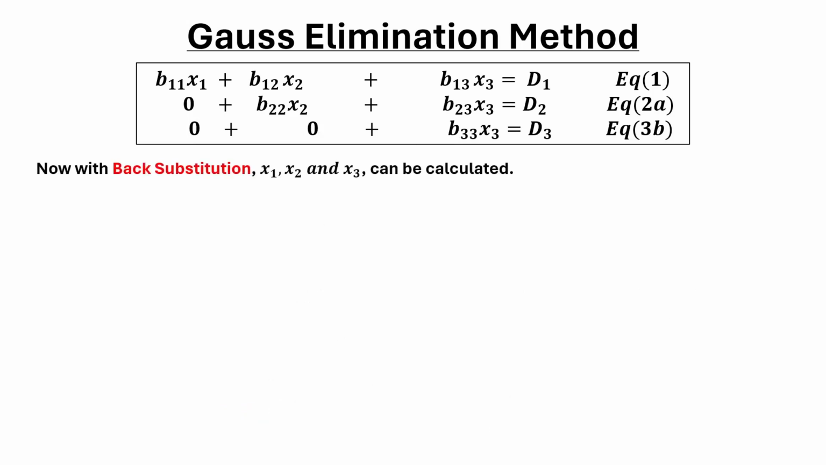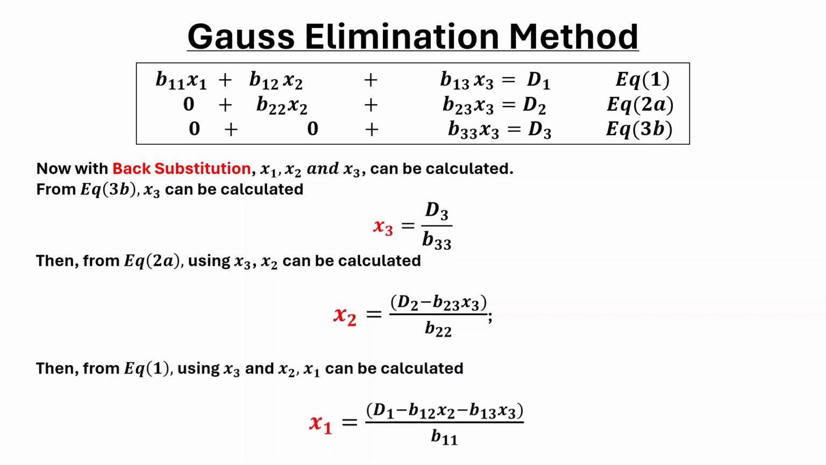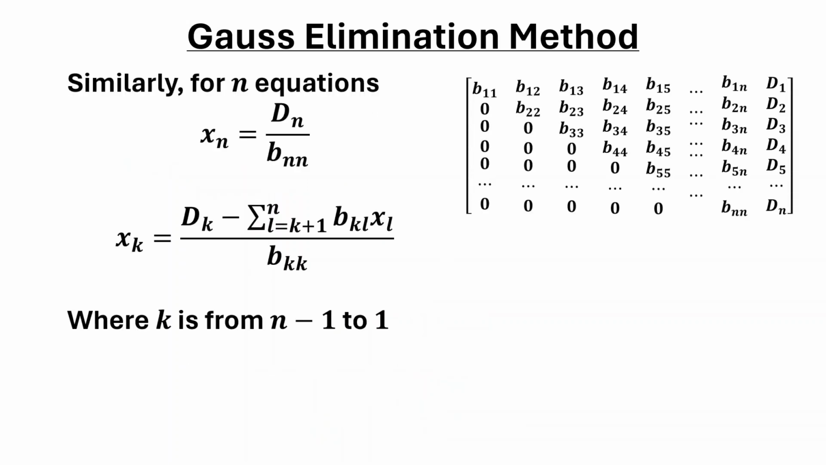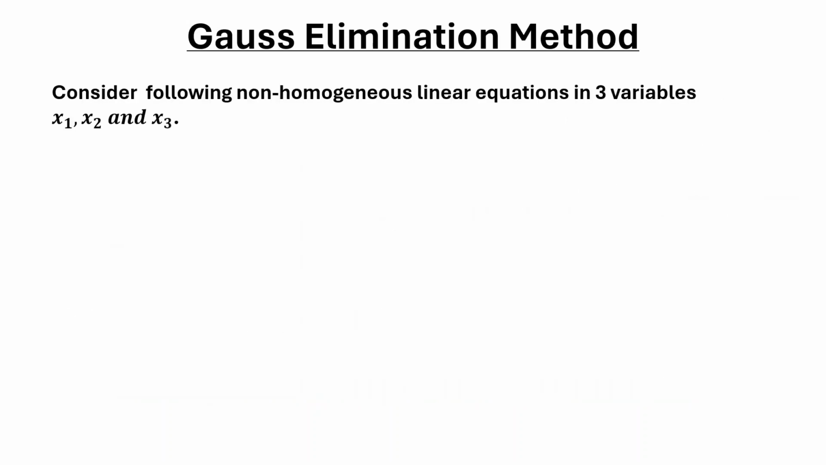Now with back substitution, x1, x2 and x3 can be calculated. From equation 3b, x3 can be calculated. Then from equation 2a using x3, x2 can be calculated. Then from equation 1 using x3 and x2, x1 can be calculated. Similarly, for n equations, xn and xk can be calculated where k is from n-1 to 1. Now let us take one example to implement this understanding.